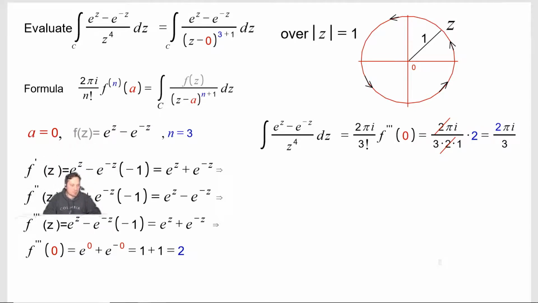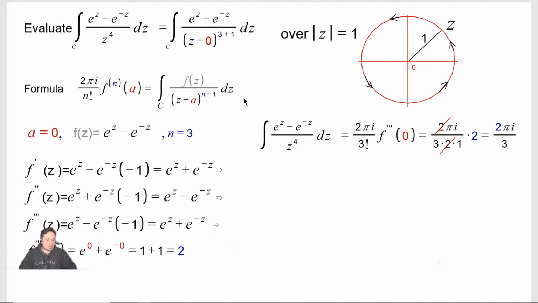f prime of z will be equal to e to the z minus e to the negative z times negative 1, because the negative 1 is the derivative of negative z. So it's going to give me e to the z plus e to the negative z. That's only the first one, though. Continue. f double prime of z will be e to the z plus e to the negative z times negative 1. Again, I took the negative z and differentiated to get negative 1. It's just the chain rule being used here. And it's e to the z minus e to the negative z. That's the second derivative. One more time.